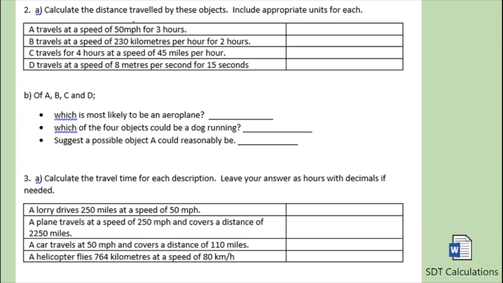Okay, so here's slide 2. On this one, calculate the distance for 2A. 2B just asks you to interpret those answers. And then 3, calculate the travel time. If it doesn't come out as whole hours, do it as hours in a decimal if needed. Okay. For example, 3.5 would be 3.5 hours. When I unpause it, you'll have the answers.